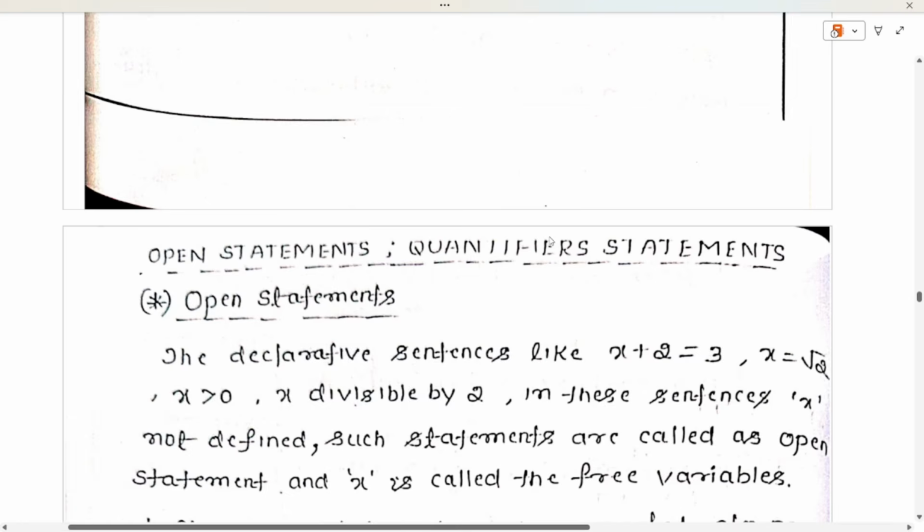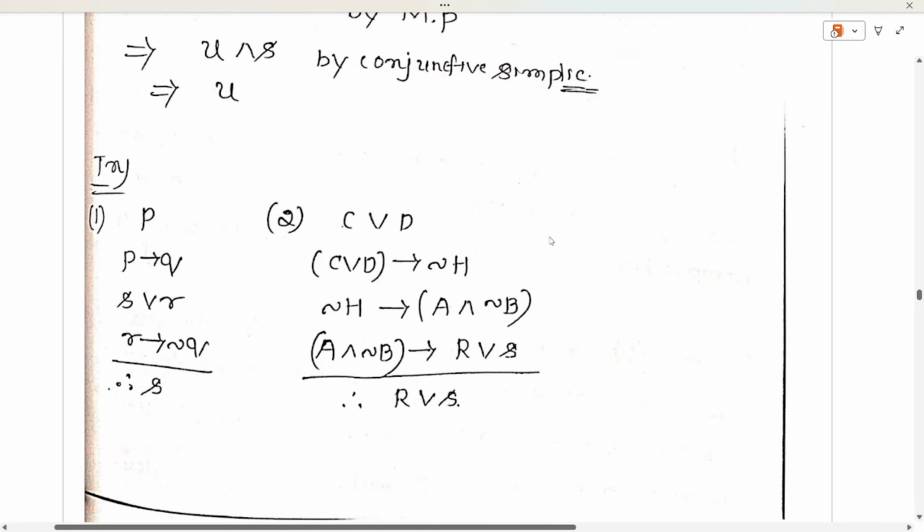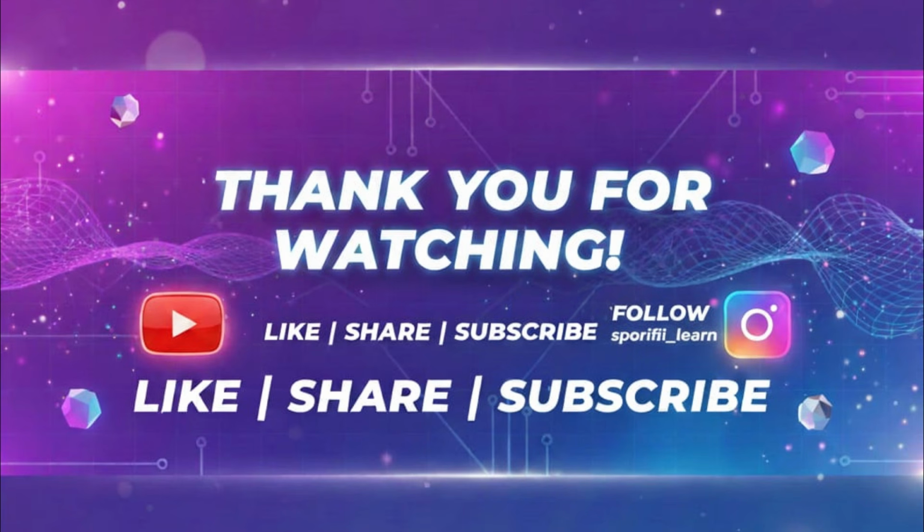These type of problems is only up to 20-21, and next is about the open statement, quantifier statements and all. I'll be explaining in the next video.